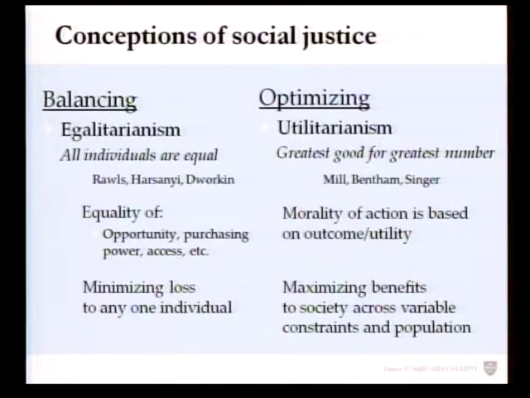On the optimization side, really the question about what you value is that the morality of an action is based on the general outcome. So in the end, from an allocation issue, the balancing side is really how do we minimize loss to any person? Okay, any one person. How do we make sure nobody really loses out? And on the optimization side, how do we maximize benefits across all society, and not necessarily be sure that everybody actually gets exactly the same thing, but that society as a whole is better off.